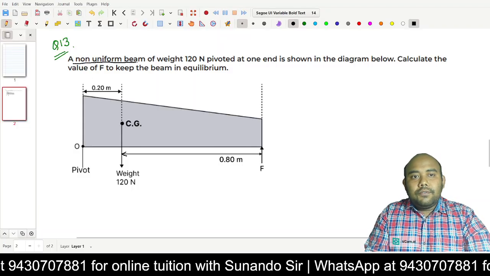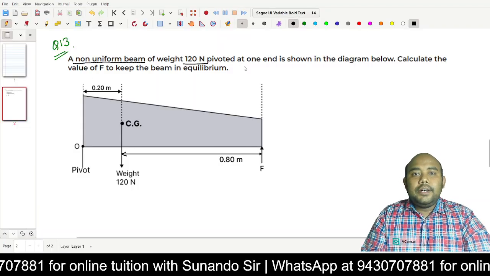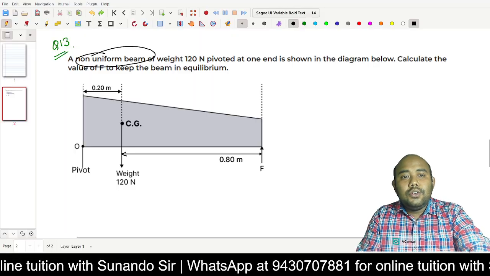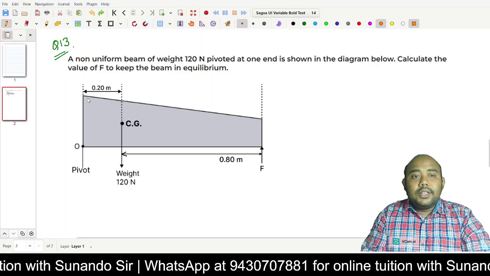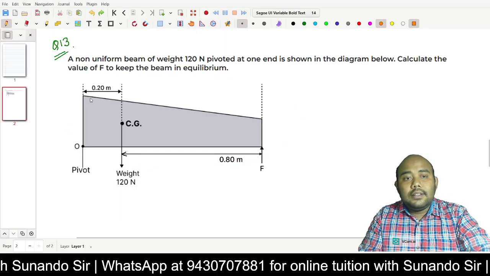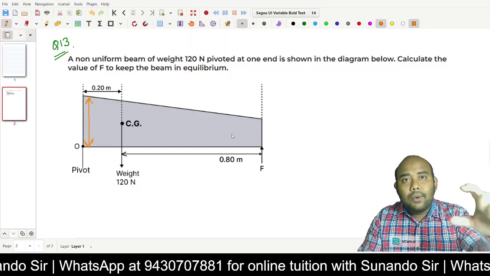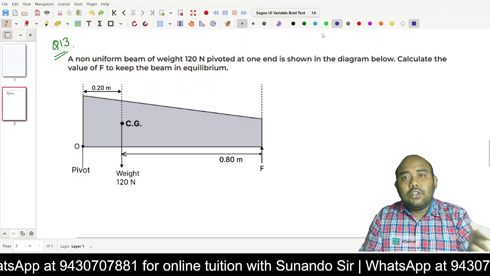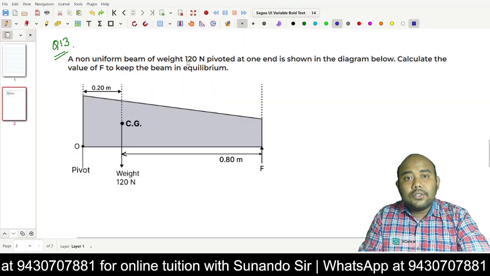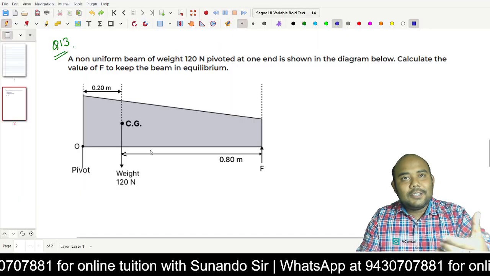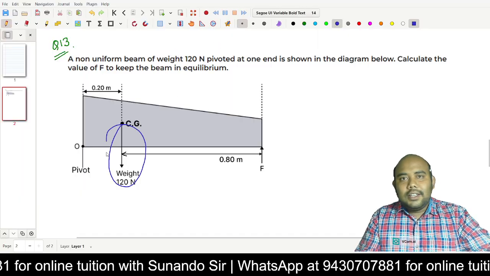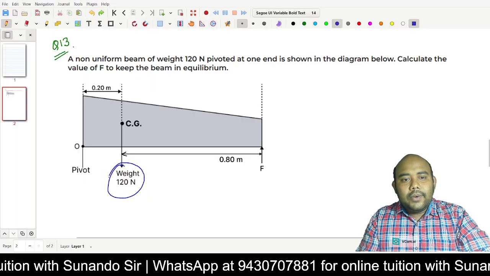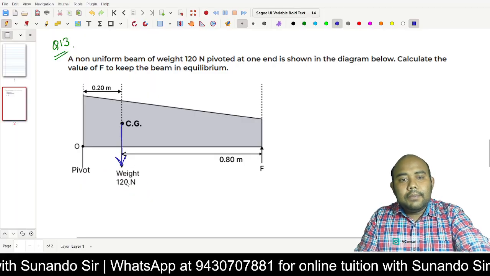A non-uniform beam of weight 120 Newton pivoted at one end is shown in the diagram below. So you can see this is about a non-uniform beam, and the diagram is also given. This non-uniform beam is wider at one end and narrower at the other end. The center of gravity is also shown in the figure, and the weight, which is 120 Newton as given in the question, has also been shown here. Obviously the weight should act at the center of gravity only. That is very normal. So 120 Newton has been shown vertically below the center of gravity.